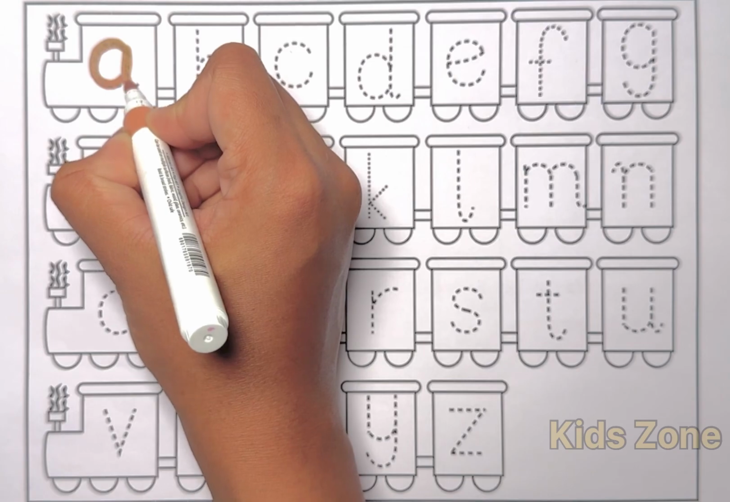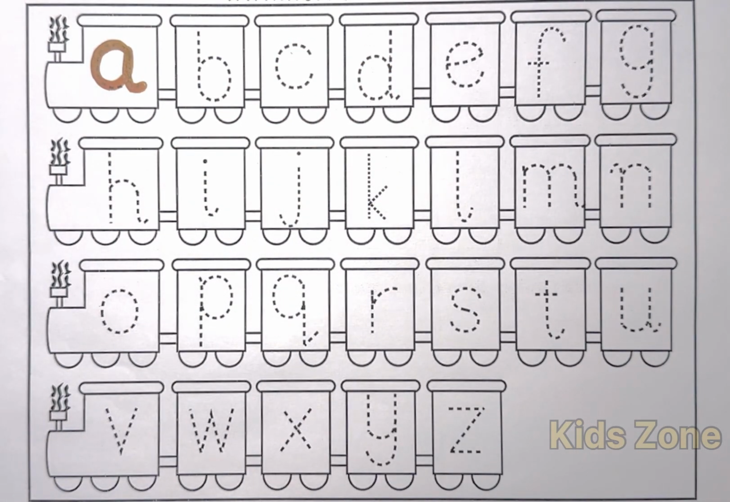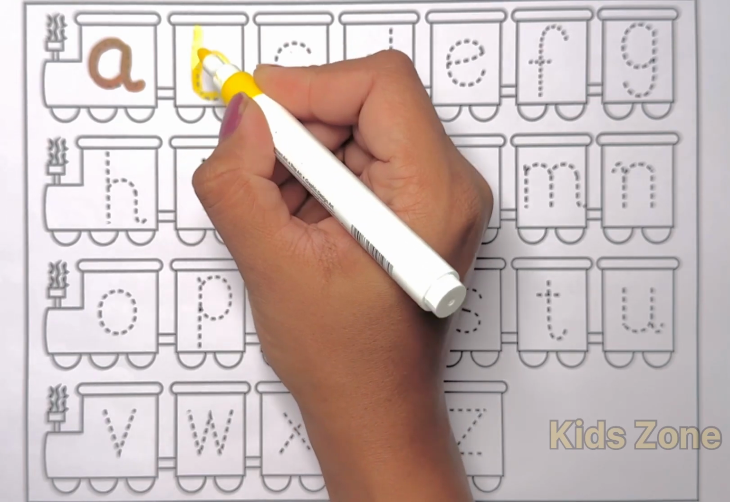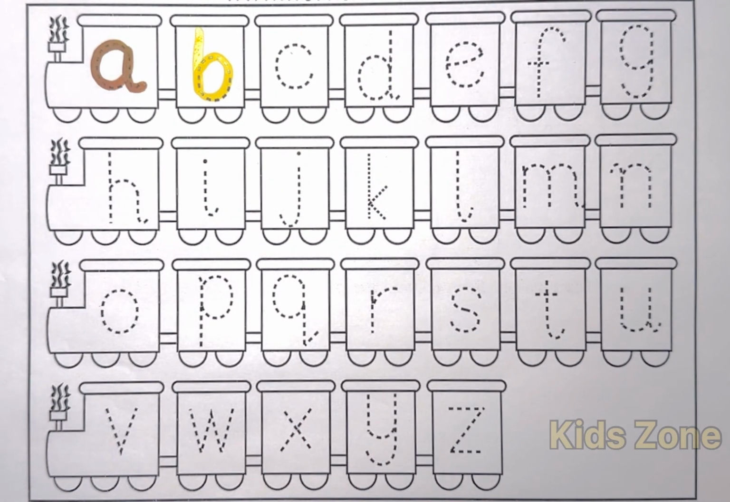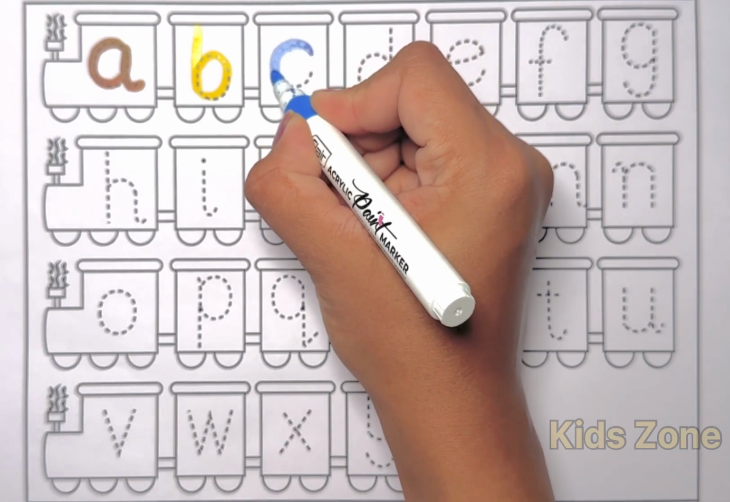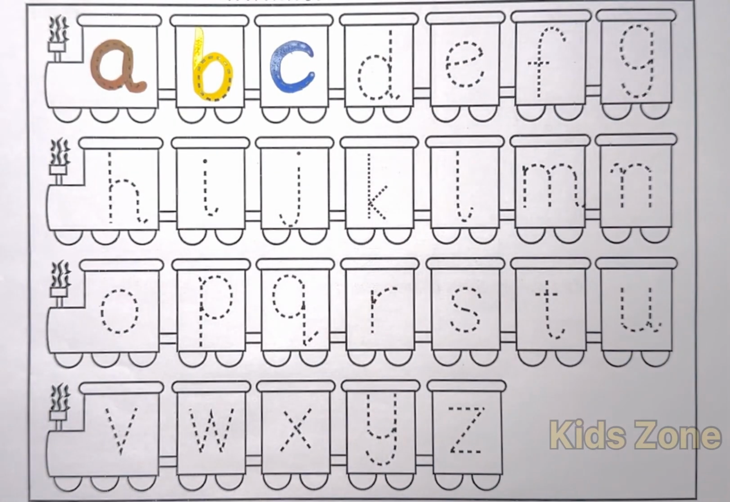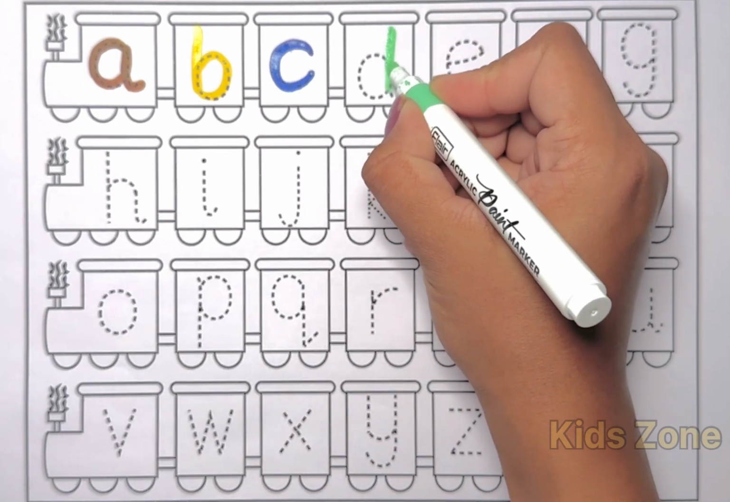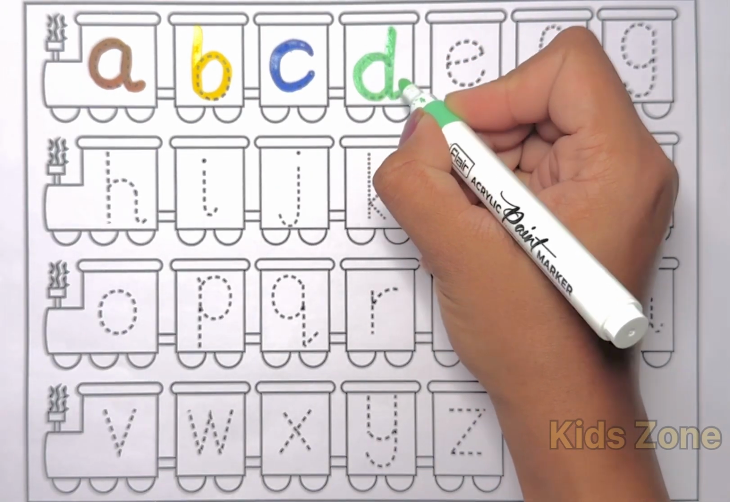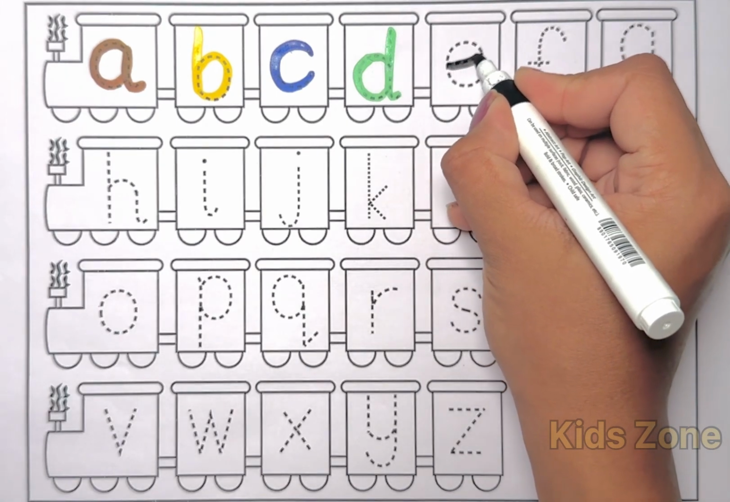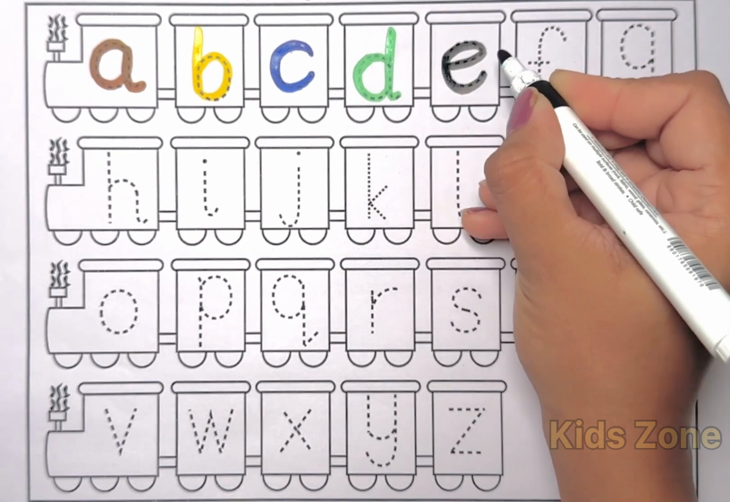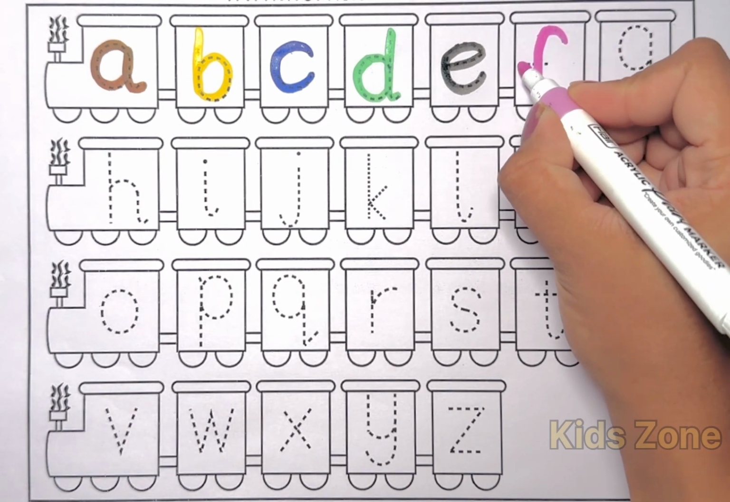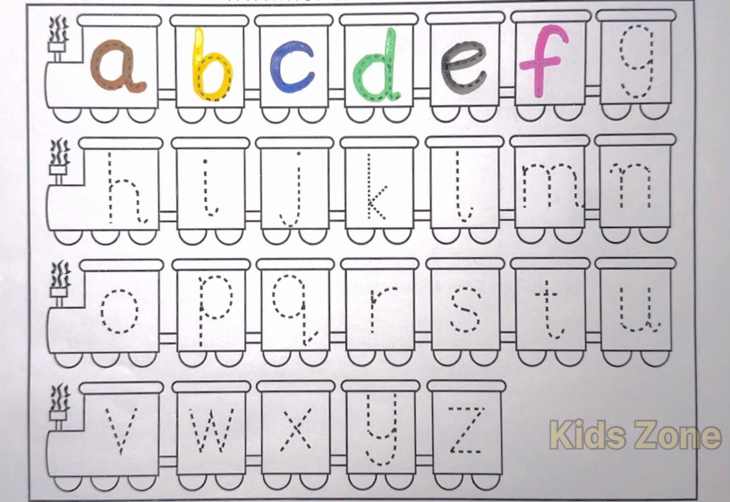A for apple. B for ball. C for cup. D for dog. E for elephant. F for fish.